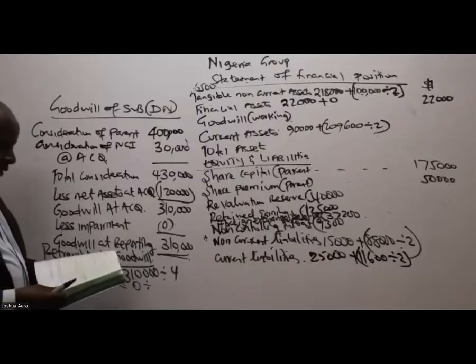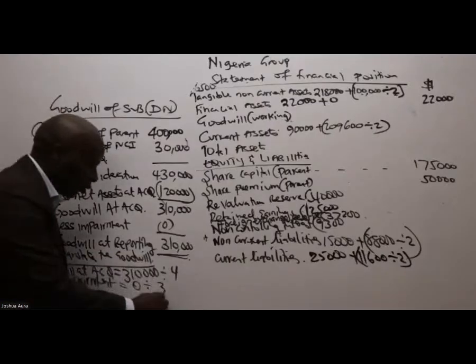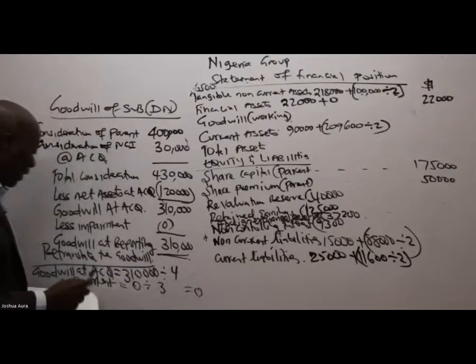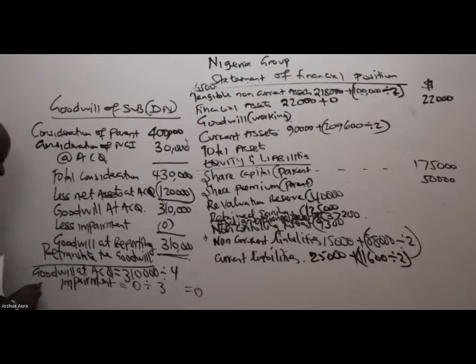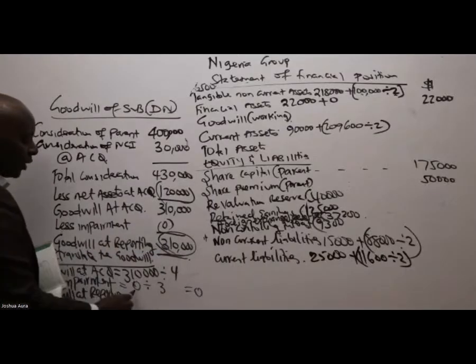For your revision, it comes to 3. So of course, this will be 0. And then lastly, we have goodwill at reporting. So goodwill at reporting is still 310,000.